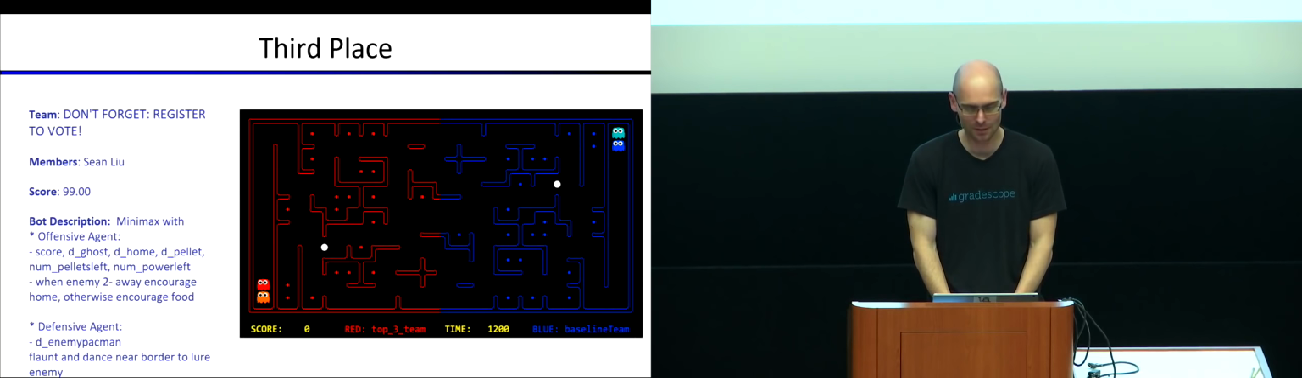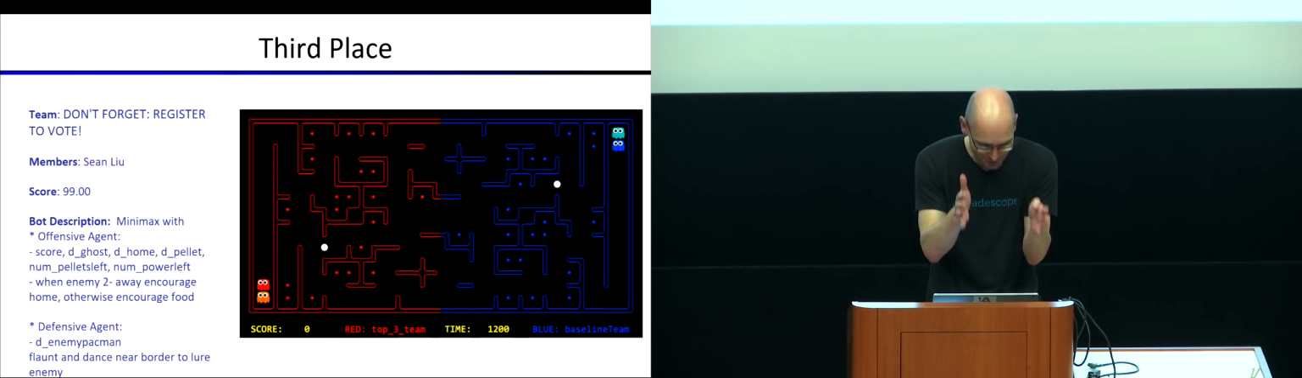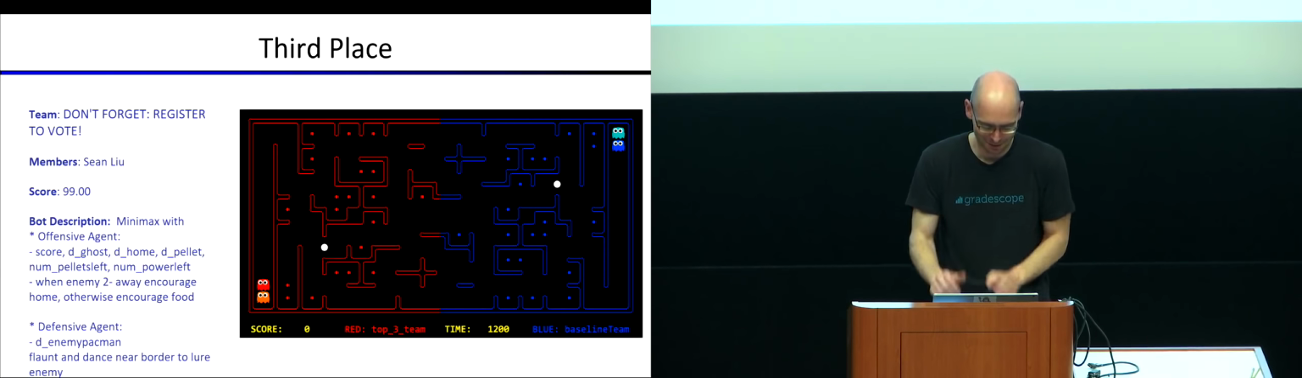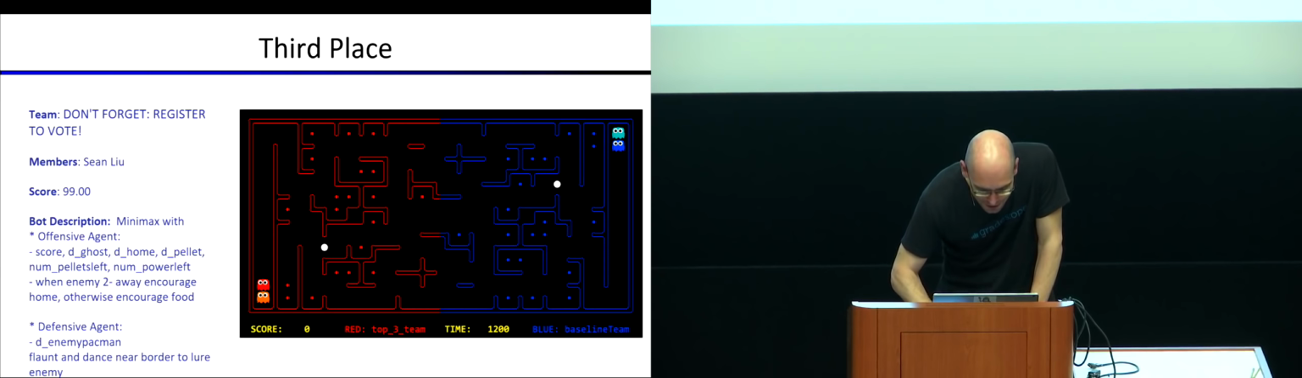Then the defensive agent plays a trick. It flaunts and dances near the border to lure you in. So sometimes at the border, these things get stationary and don't move, but this agent will dance and flaunt, whatever that means exactly, and you will come closer and be eaten.